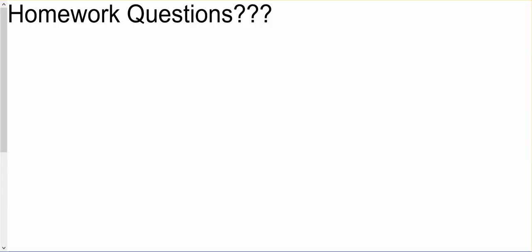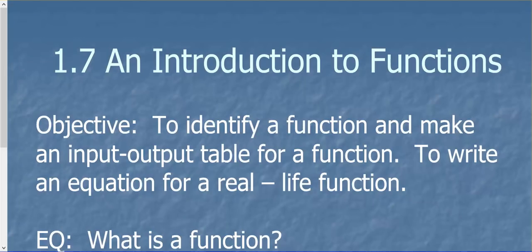Homework questions we'll skip. Today we're going over introduction to functions. So our title, we're going to learn what is a function, how do we identify a function. We're going to learn about words like domain and range as well.